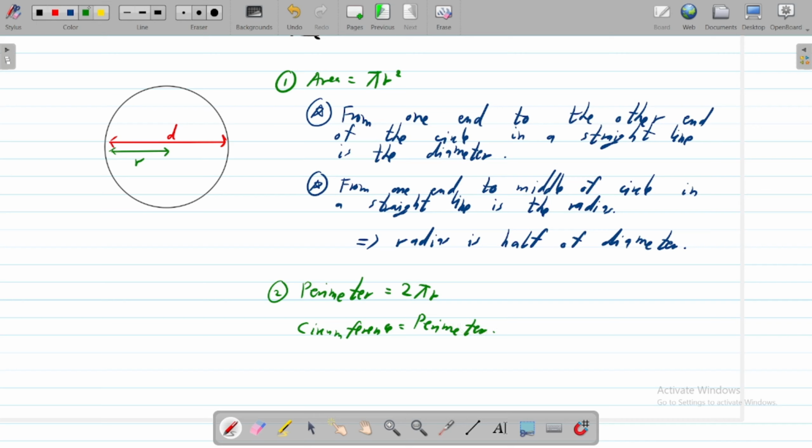So let's write the final rule. Circumference is a fancy word for perimeter of circle.